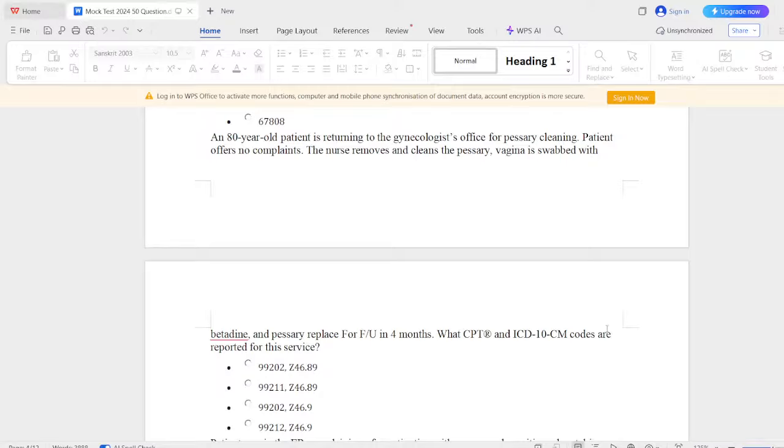Yeah, next one. Actually, this is an E&M code also. E&M plus ICD. An 18-year-old patient is returning to the gynecologist office for a pessary cleaning. The patient offers no complaints. The nurse removes and cleans the pessary. The vagina is wrapped with povidone and the pessary replaced, follow up in 4 months. So what CPT and ICD-10 codes are reported for this service?